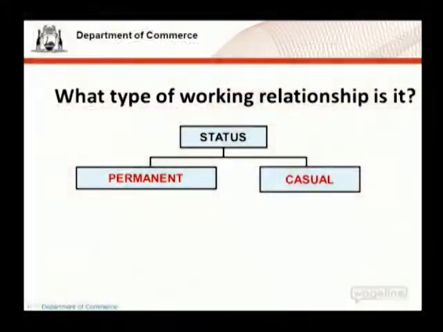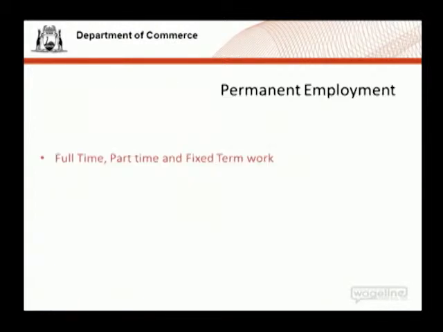So if we look at our first slide here, we're going to look at the two broad categories, I guess, of employment status. So the two broad categories are permanent and casual. And now we're going to go into defining those two and looking at what those two categories get in terms of entitlements. So permanent employment. This can be one of three things. It can either be full-time employment, part-time employment, or fixed-term work.